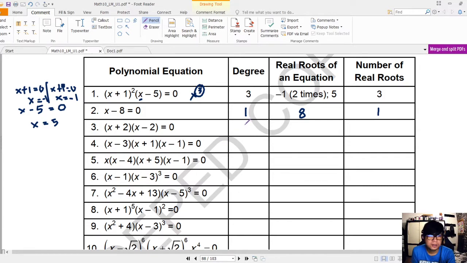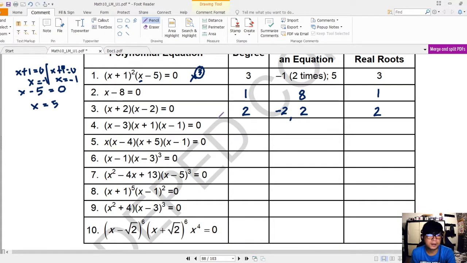Dito, the degree for number 3 is 2. Then, the real roots, the first one is negative 2. And the second one is 2. Tama? Ito siya, i-transpose mo siya, negative 2. Ito naman, positive 2. Ilan lahat ang number of roots? 2.